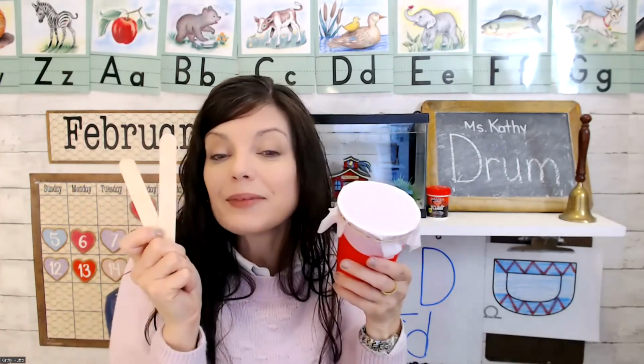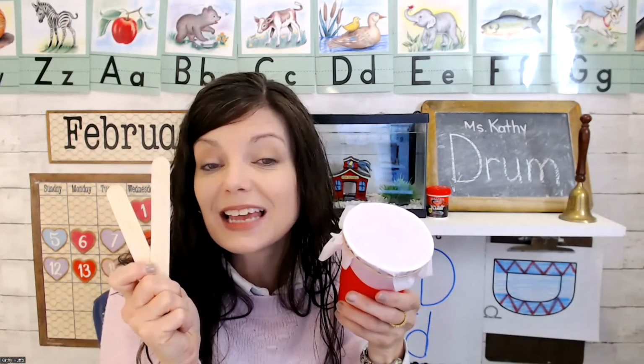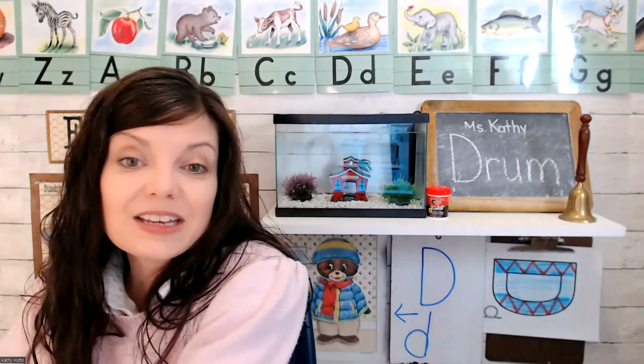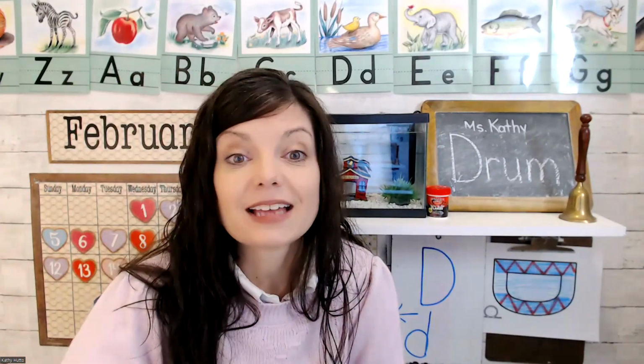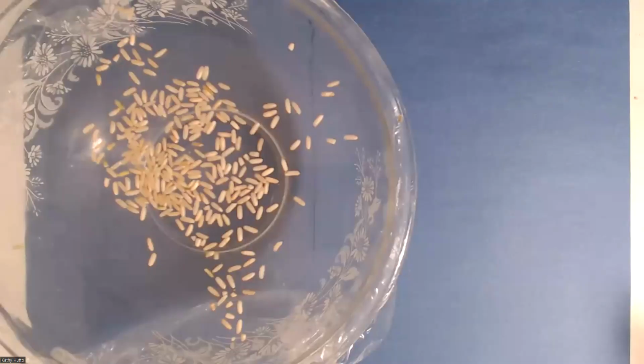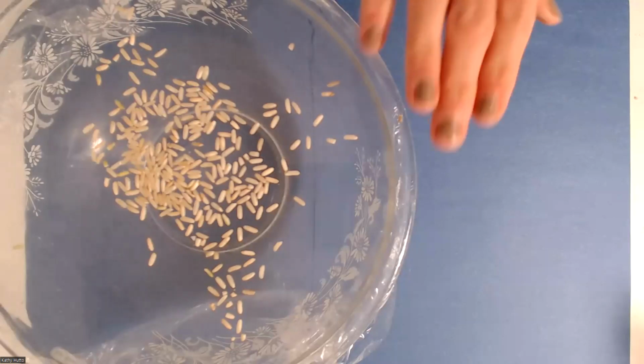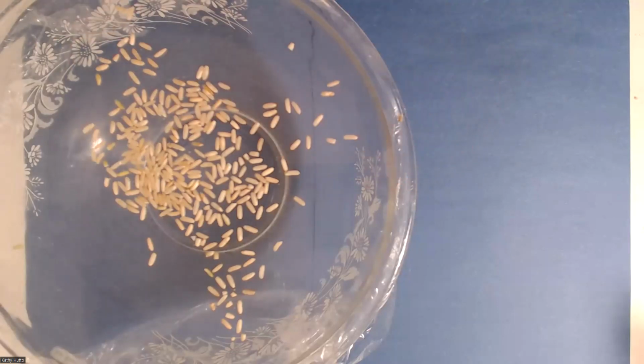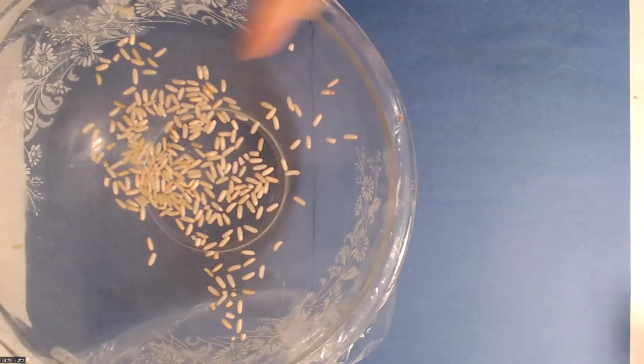Okay, well, it's time now to go over to the science table. We're going to do a fun little activity. We're going to make some rice dance using our drum. So here I have a bowl, and I put saran wrap or plastic wrap over the bowl. I made sure that it was very, very tight. You almost can't even see it. It's like invisible. It's so tight. And then I just put some rice on the top.